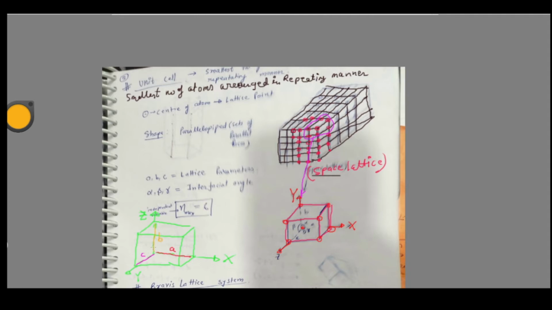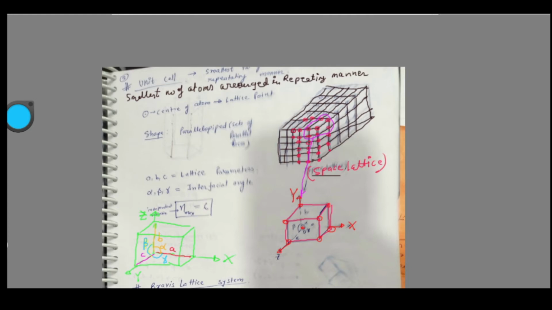Okay, and the angle between a and b is alpha. This angle is alpha, and the angle between a and c is gamma, and the angle between b and c is beta. This angle is beta.